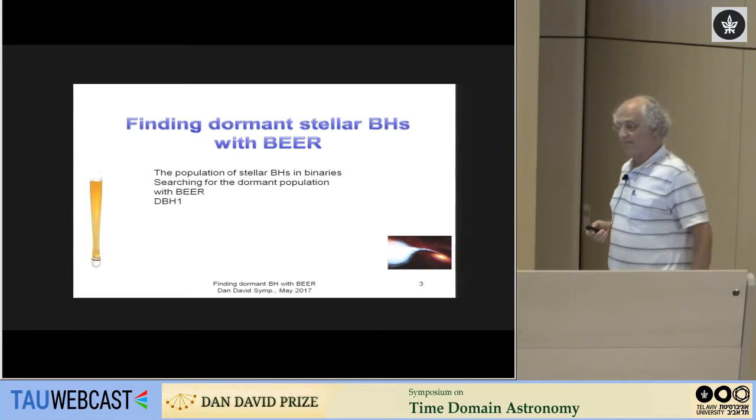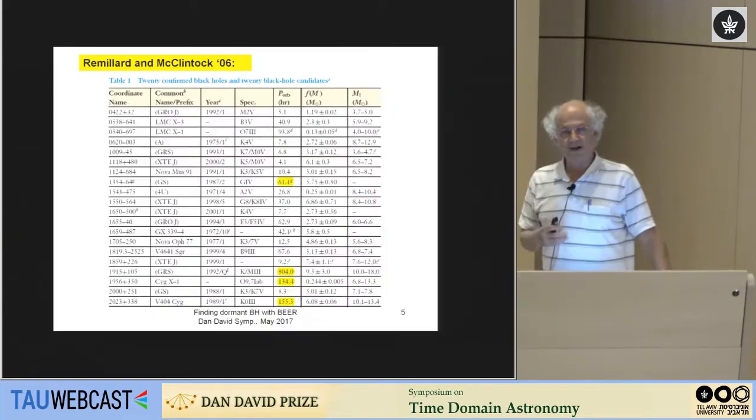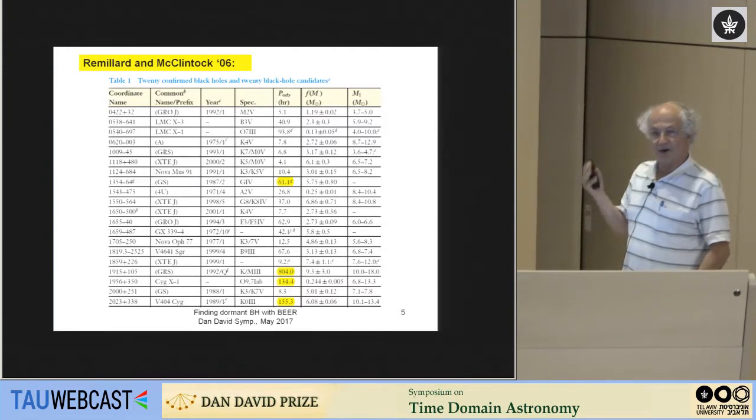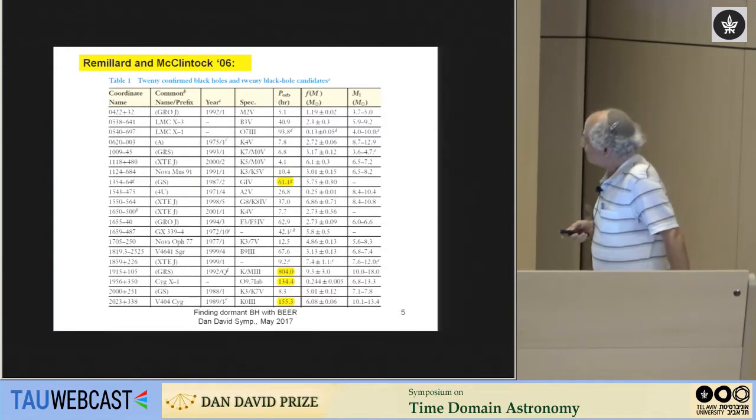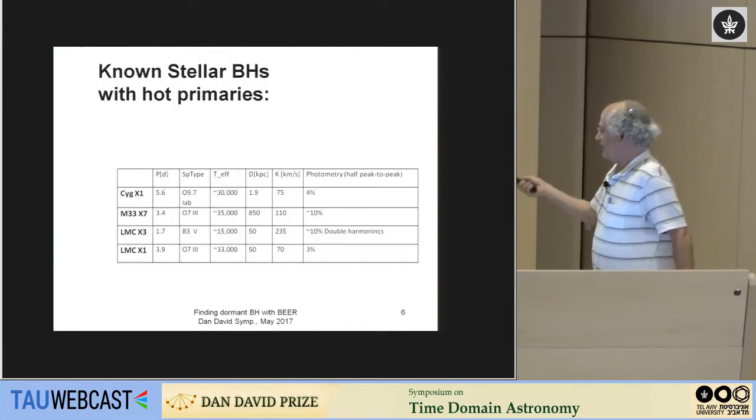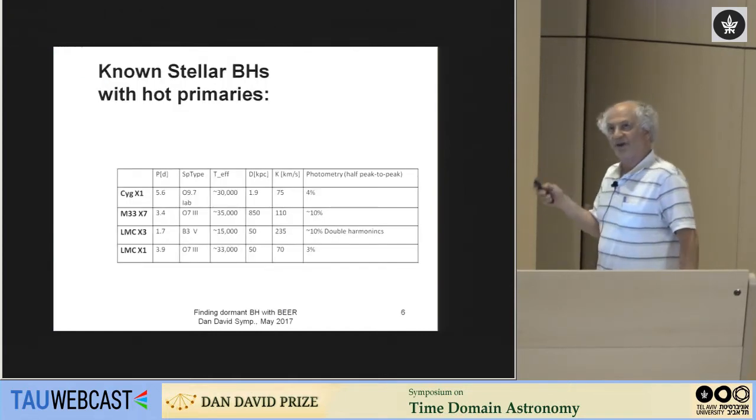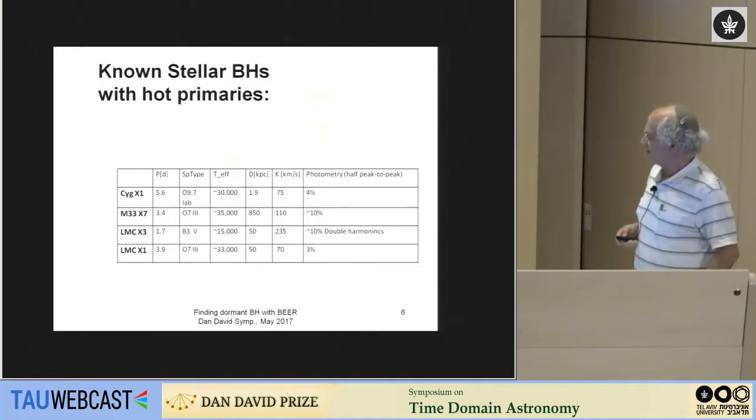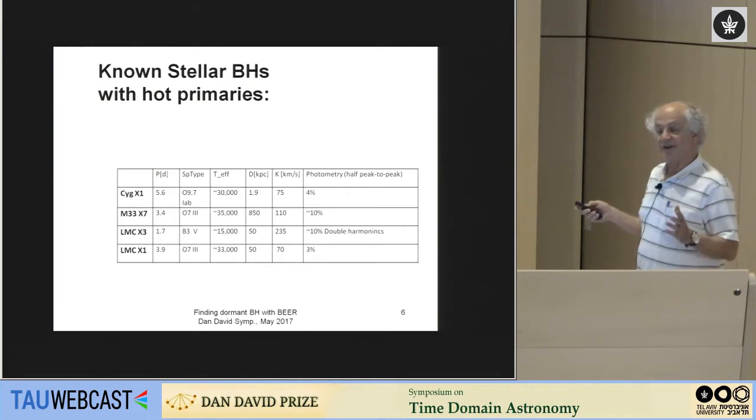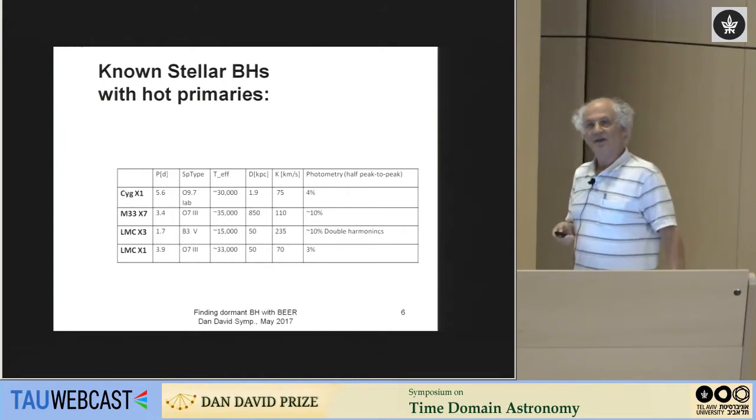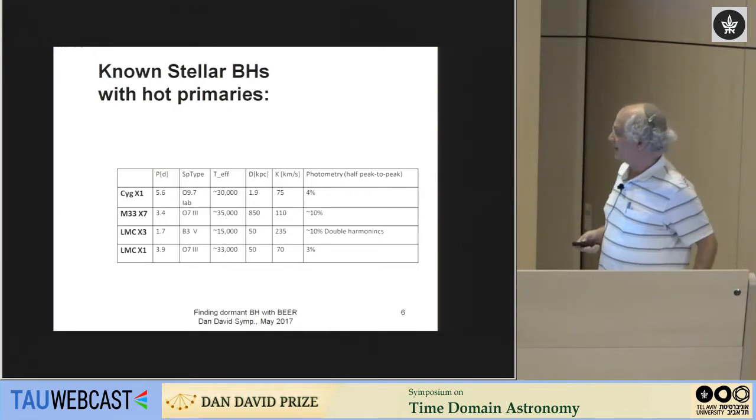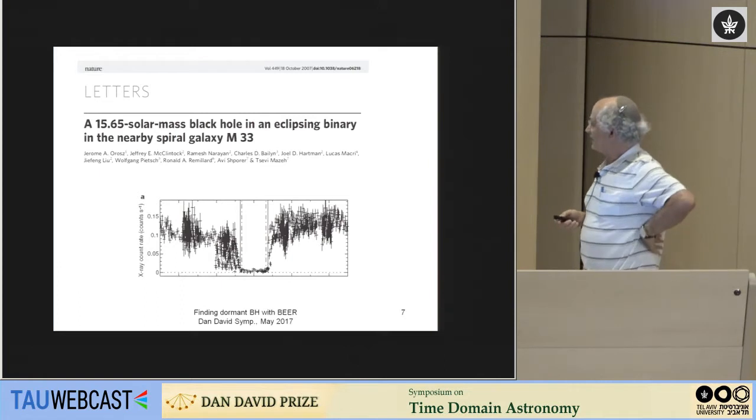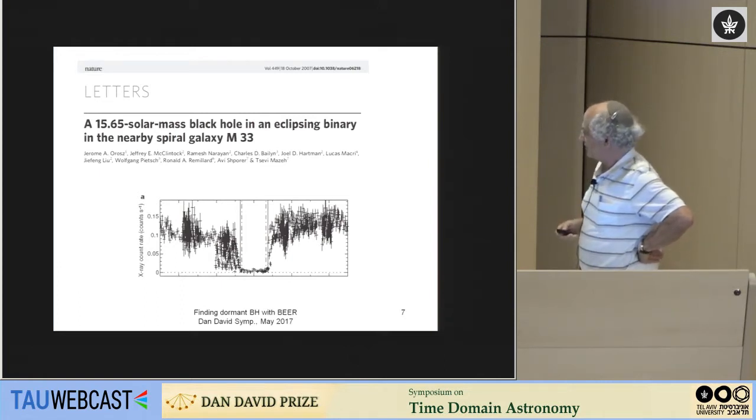Okay, so the known black holes in stellar binaries are quite few. The sample here is a list of all the known ones in binaries. There are some with high mass optical companion. The sample is quite small. There are 19 systems known where you can measure the mass of the black hole. So here is one of them. This is M33 X7, which we participated in the discovery.